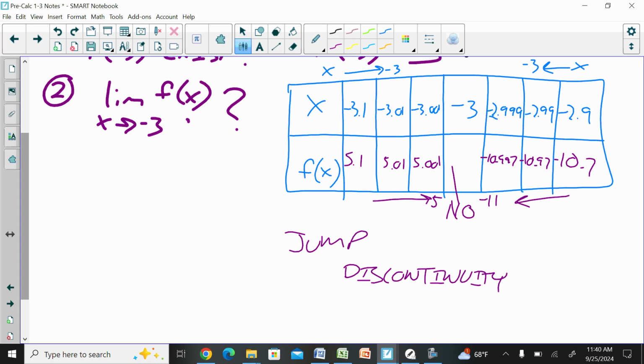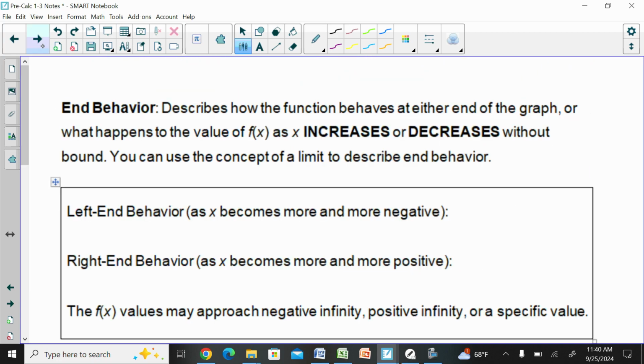All right, a little bit left. Let's talk about end behavior. End behavior describes how the function behaves at either end of the graph, or basically what happens to the value of f of x as x increases or decreases without bound. Basically as we're getting closer to infinity or negative infinity. So you can use the concept of a limit to describe what's happening at the end behavior.